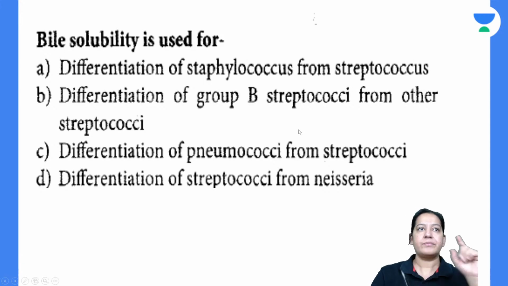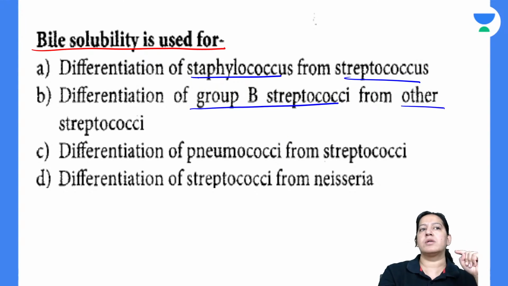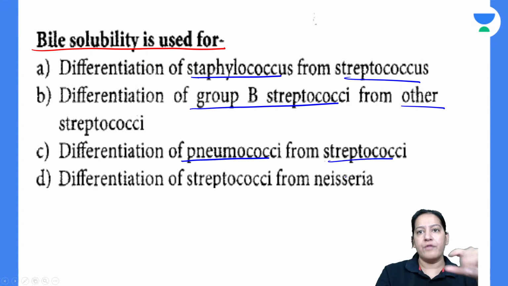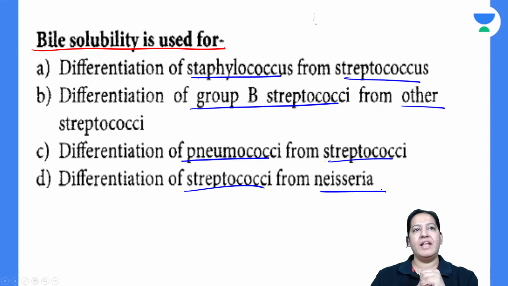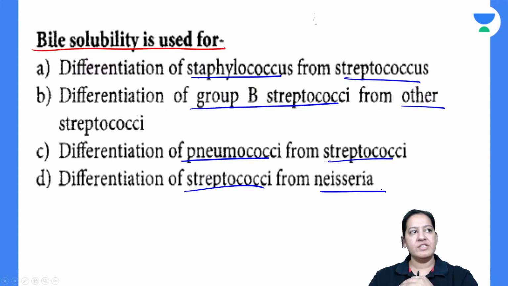Please read the question. Bile solubility test is used to what? Why do we use this test? We want to differentiate Staphylococcus from Streptococcus, or group B Streptococcus from other Streptococcus, or Pneumococcus from other Streptococcus, or Streptococcus from Neisseria. What are we differentiating in the bile solubility test? Bile solubility test में हम किस बैक्टीरिया को किससे differentiate कर रहे हैं basically? So who will tell me the correct answer?